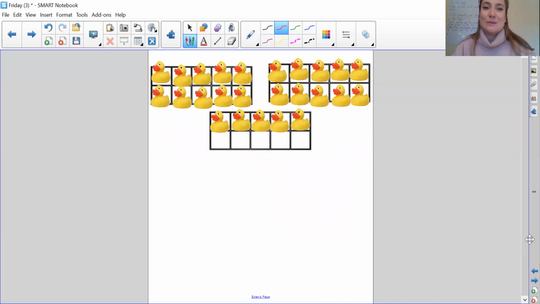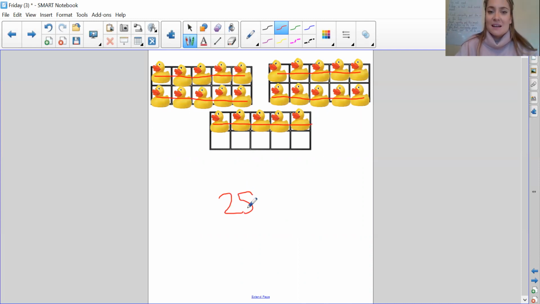Ta-da! Sorted them. So I've got how many in a row? That's right, I've got 5 in that row. I've just turned my tens frame round. So 5, 10, 15, 20, 25. Good, so I've got 25 books all together. Let's just practice counting them one more time. 5, 10, 15, 20, 25.